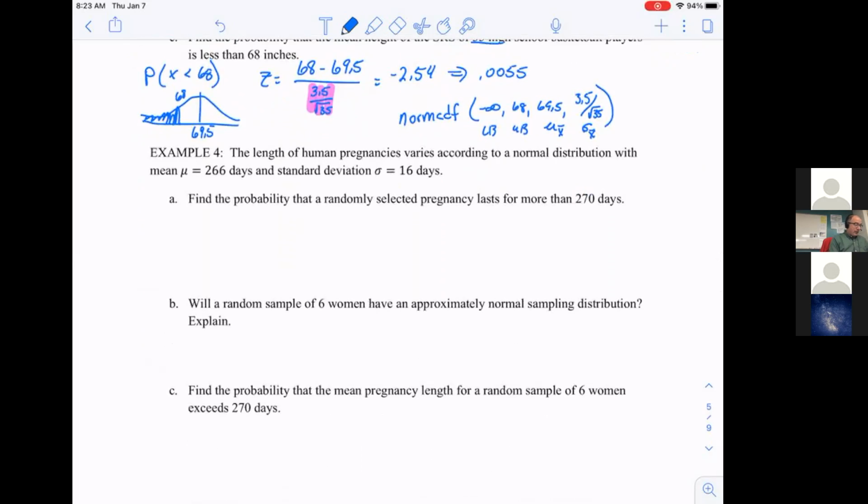All right, example 4. The length of the human pregnancy varies according to a normal distribution with a mean of 266 and a standard deviation of 16 days. So we go ahead and define that variable. I noticed it wasn't defined, so x is going to be the length of pregnancy.